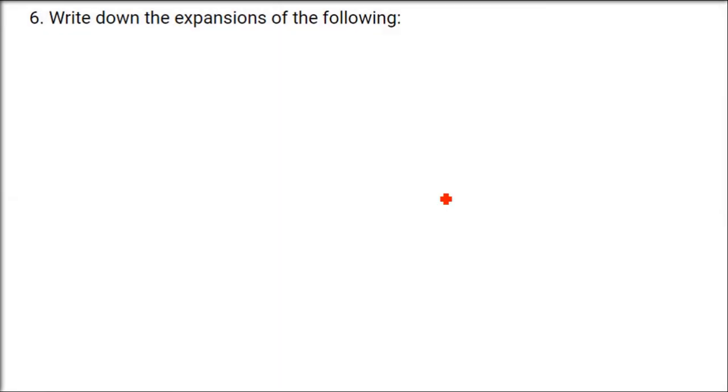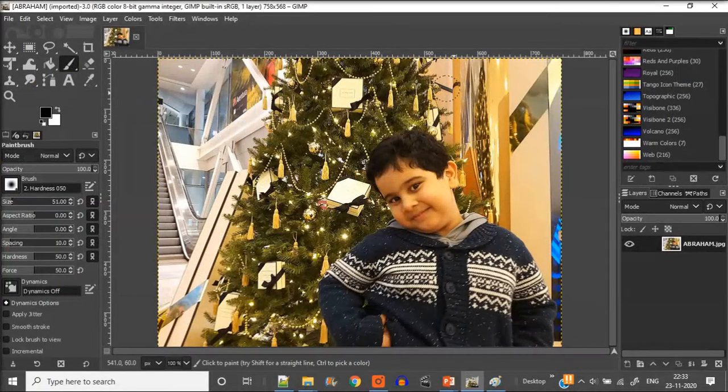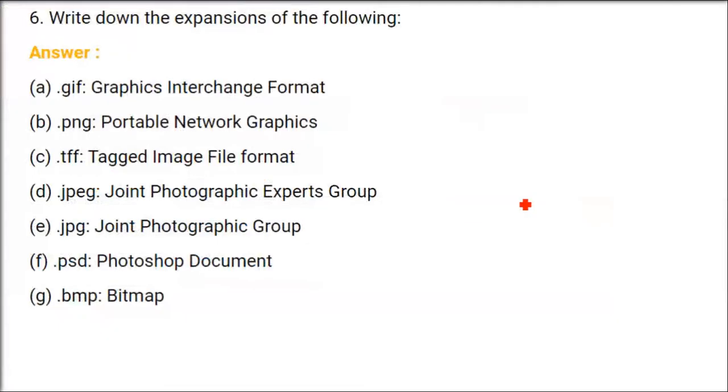Write down the expansions of the following. So these are all extensions, they are not acronyms. The name of this photograph is Abraham.jpg. Why are we writing Abraham? Abraham is the name of the image, it can be anything, but the extension is JPG.